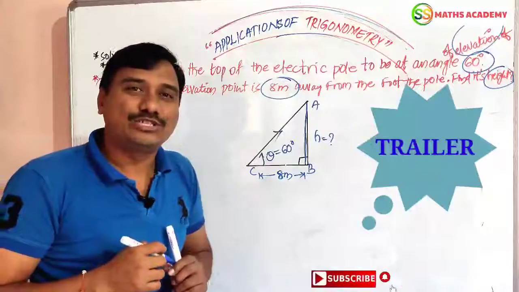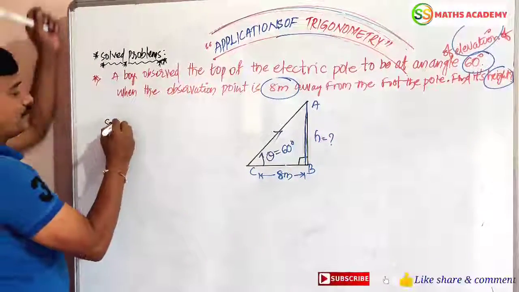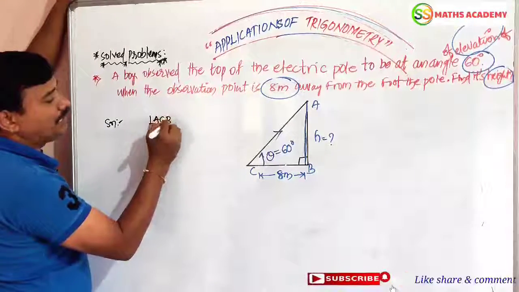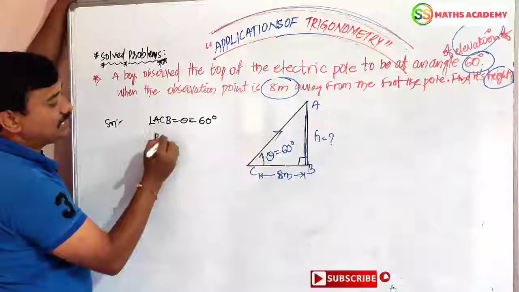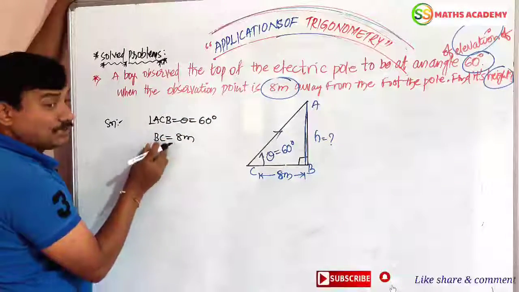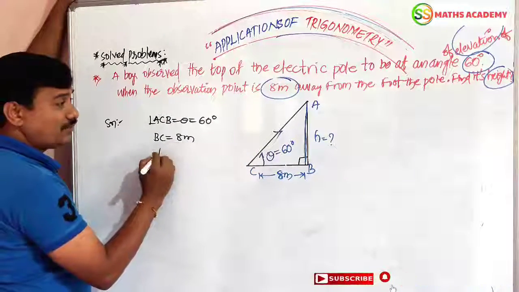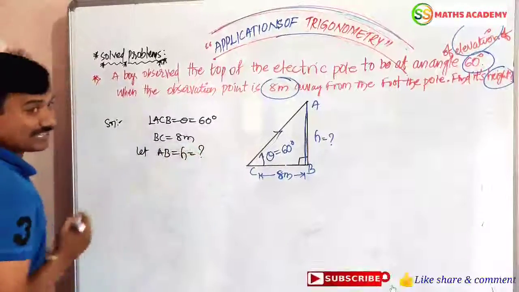Now I have to solve this question. Let us see in our style. Chalo. Now the solution. What is given? Angle ACB, that is nothing but theta, which is 60 degrees. The distance from the foot of the tower to the observer is 8 meters. Find: let us take AB equals H equals question mark.